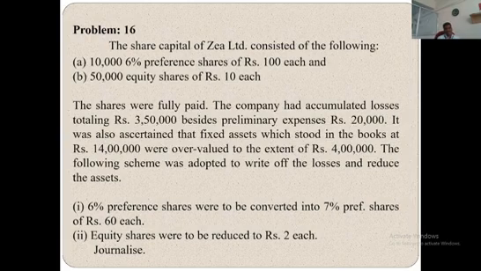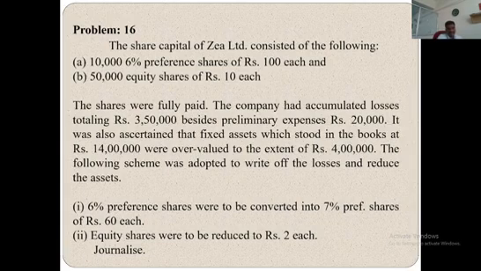Already preference shares, how many shares? 10,000 preference shares at the rate of rupees 100 each. So the rate of dividend is 6%. But these shares are converted to 7% preference shares. But the share value is reduced to rupees 60 each. Journal entry.